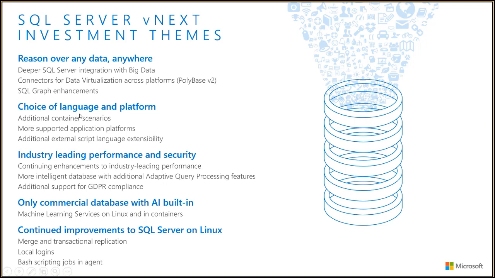We want to continue to build on the choice of language and platform. We want to nail down more scenarios on containers. We want to support other new platforms out there. Right now, we just pull from Docker Hub, but for example, Red Hat has their own container catalog. You can already do Red Hat on their OpenShift platform today, but we want to make sure we really bake that in and make it a great experience as well.